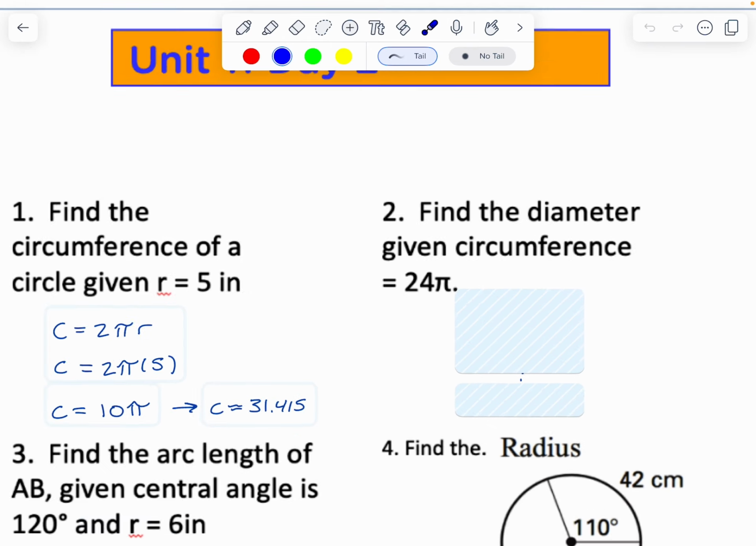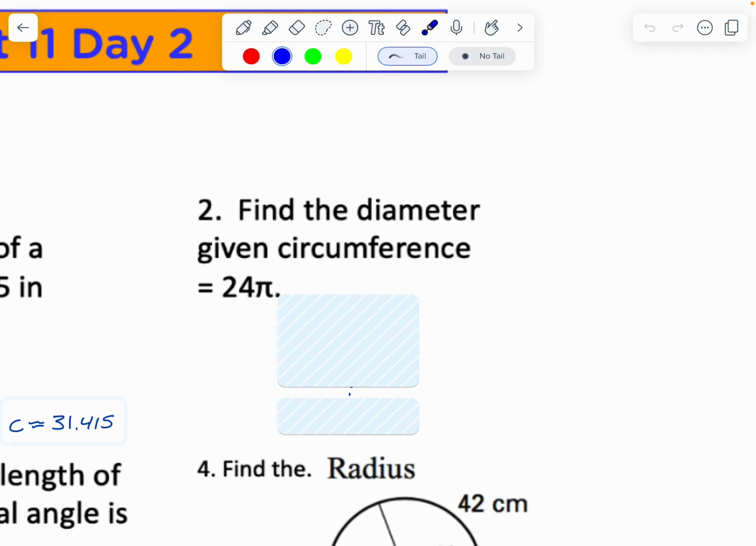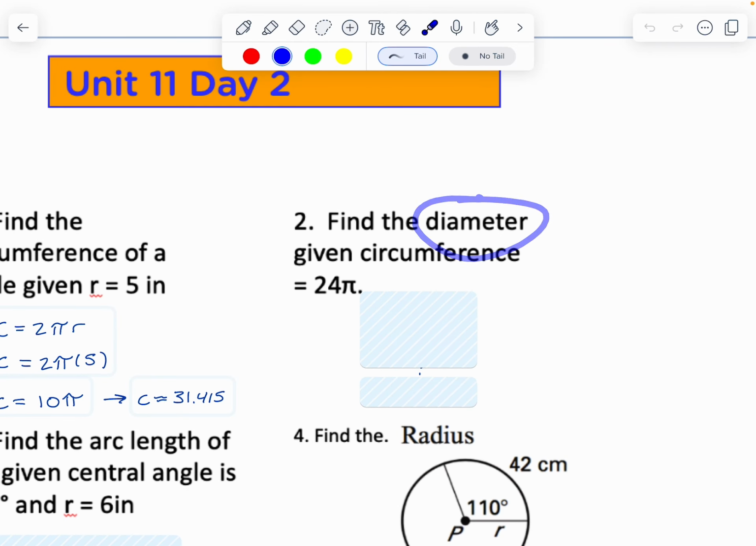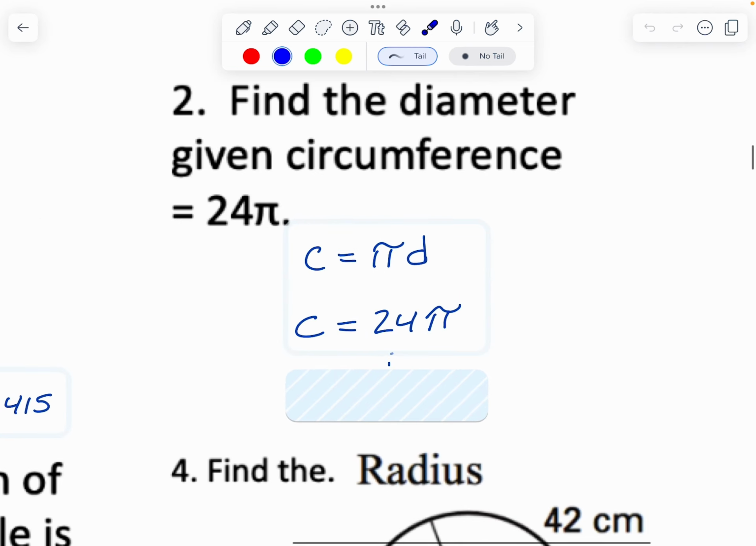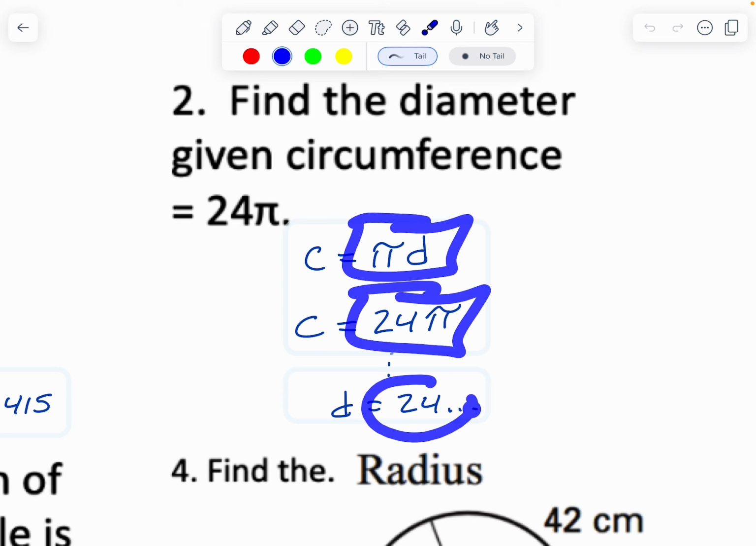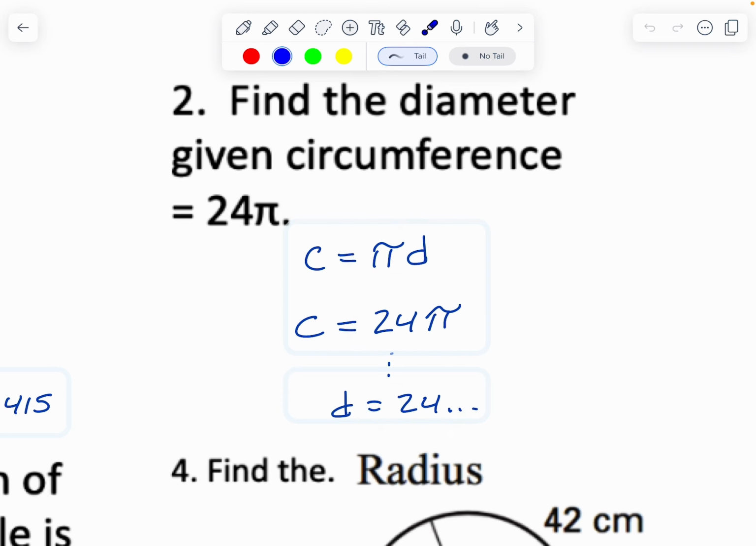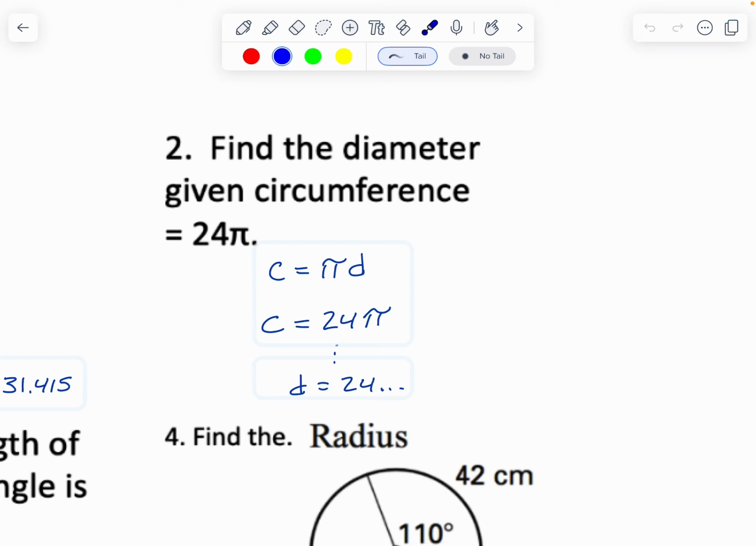Find the diameter given a circumference of 24 pi. We're looking for the diameter. We're given circumference. Circumference is equal to pi times diameter. Probably the best one to use here. Take your 24 pi, substitute it in for the circumference. Circumference is equal to 24 pi. Circumference is pi times diameter. Your diameter is 24. It's easy as that. And there's nothing to it. I don't need to solve for anything.